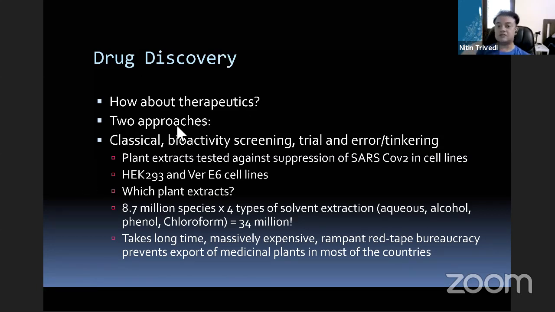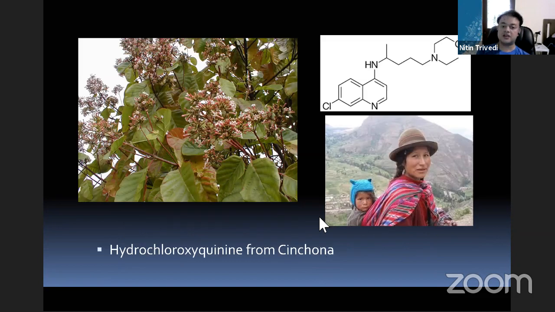Still, we have several of the plant extracts. The first time when the coronavirus came in news, this plant extract from cinchona bark in Amazonian rainforest, the Quechua tribes, they have been using it for anti-malarial treatment for hundreds of years. This is called hydroxychloroquine or HCQ. That was the first ever medicine which the world all over used. But nowadays we know HCQ is not that effective.